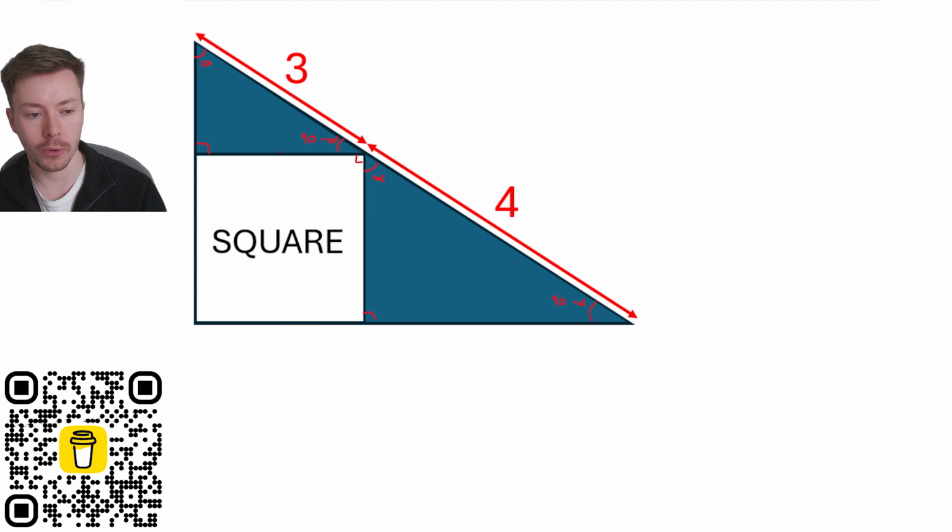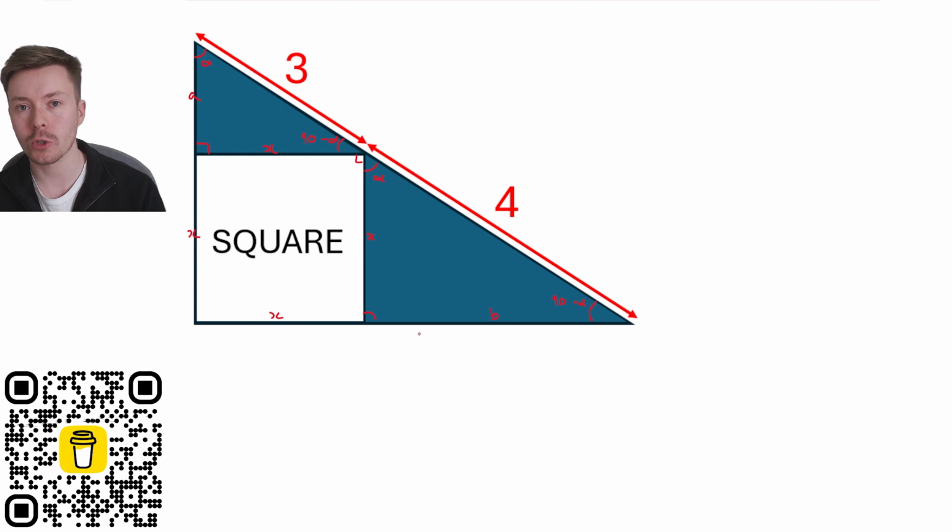The next thing I'm going to do, I'm going to put a length on the square. Let's call it x. So that's the side length of my square. And I'm going to call the height of this uppermost triangle A, and then the width or the base of that bottom right triangle there B.